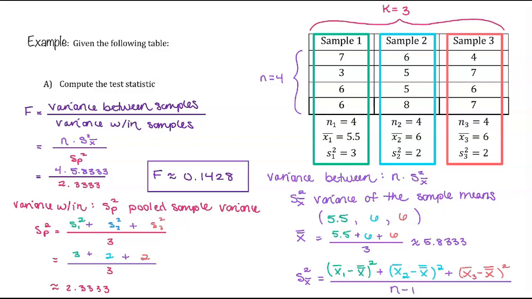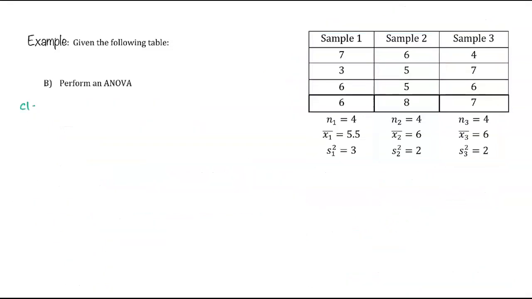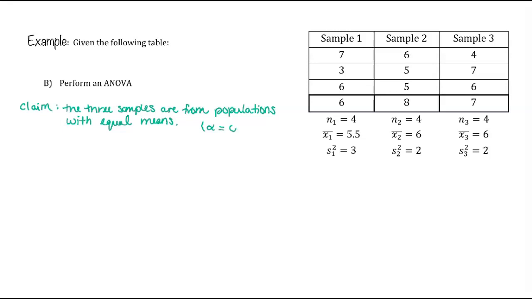So that's the idea of this type of test statistic. We look at the variance of the means and the means of the variances. Let's move on and perform the one-way ANOVA with this sample data. Here's our claim. Our claim is that the 3 samples are from populations with equal means. Let's use a significance level of alpha equal to 0.05. The first step is to determine the null and alternative hypotheses. The null hypothesis, H0, is the statement of equality, that the means are equal to one another. And the alternative hypothesis, H1, is that at least one of these means is different from the others.